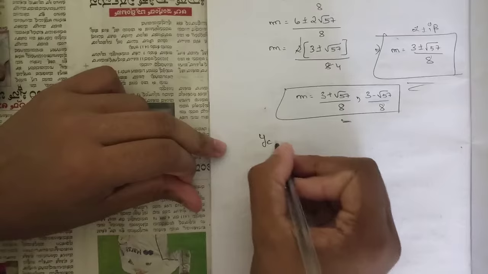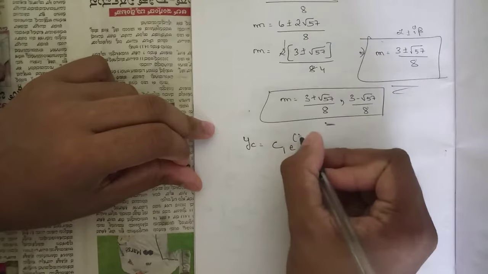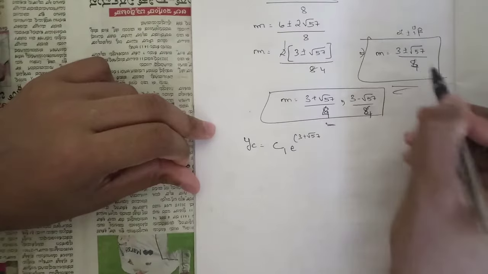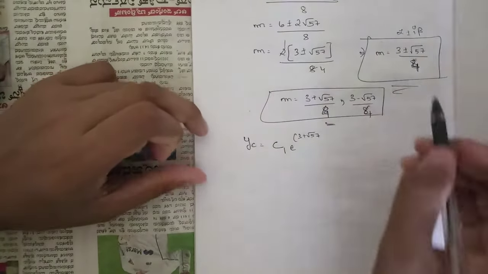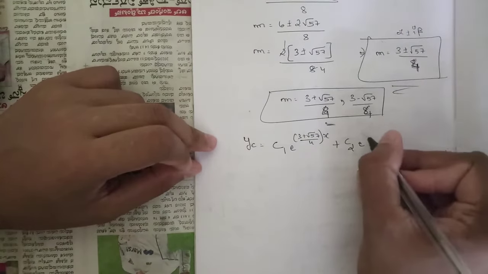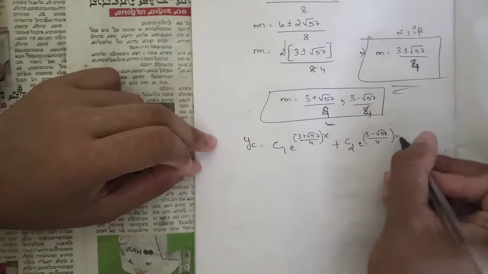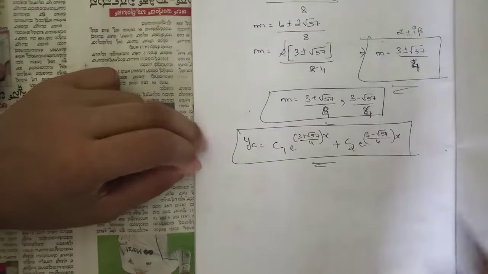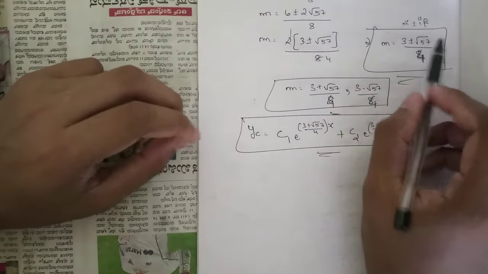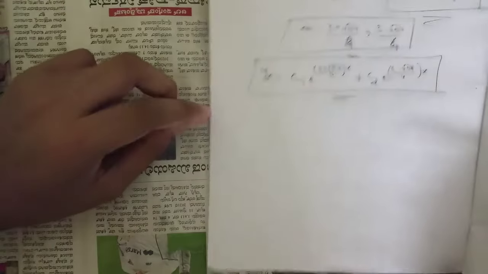So our complementary function would look like c1 e to the power of the first root, 3 plus root 57 by 4, x. Okay, this is 4, right? 2 ones are 2, 2 fours are 8, so by 4. Plus c2 into e to the power 3 minus root 57 by 4 into x. Okay, so this is our final complementary function. Again I am repeating, this is not an imaginary term, since there is no imaginary term here, so we cannot write it in the form of alpha plus or minus i beta.